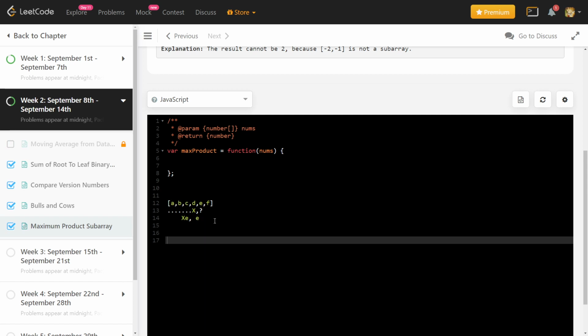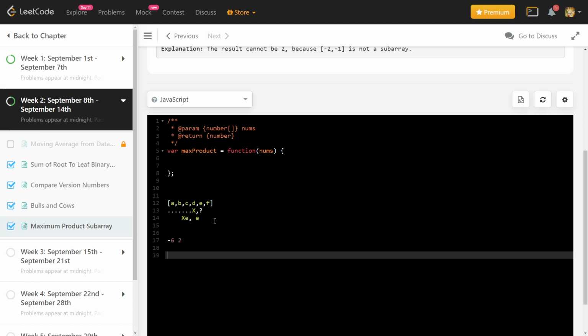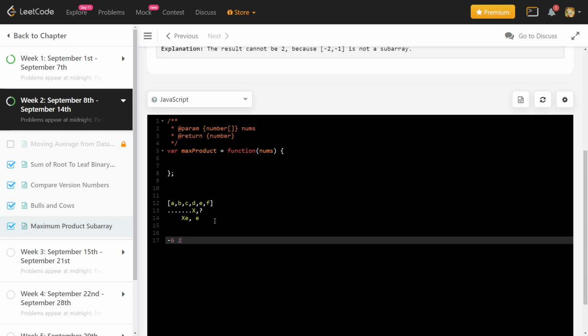For example, the previous solution, let's say it was -6 and the next element was 2. 2 will not increase the positive solution at this index, but it will definitely increase the minus or negative solution at this index. Why do we need to take care of the negative solution? That is because if the next element is negative, then this negative and negative will become positive.